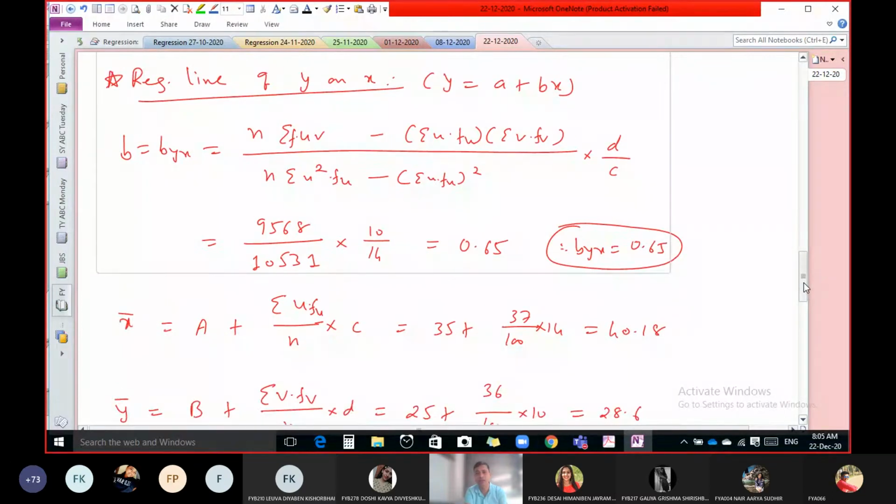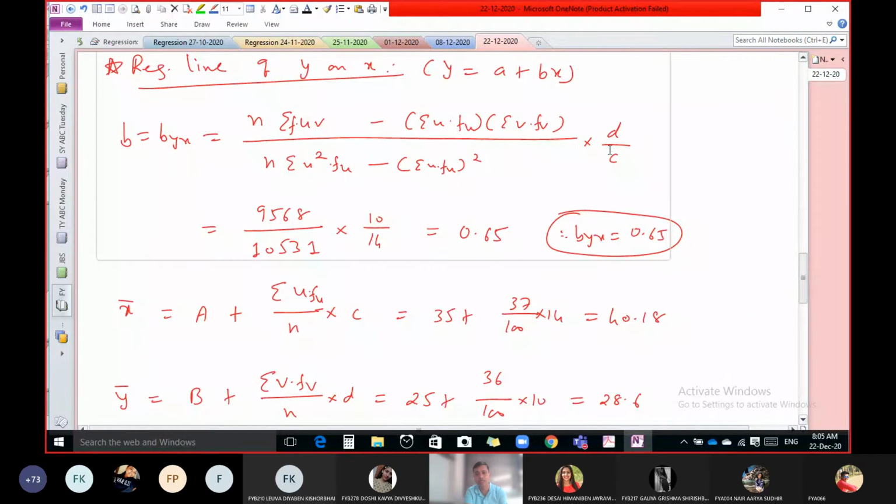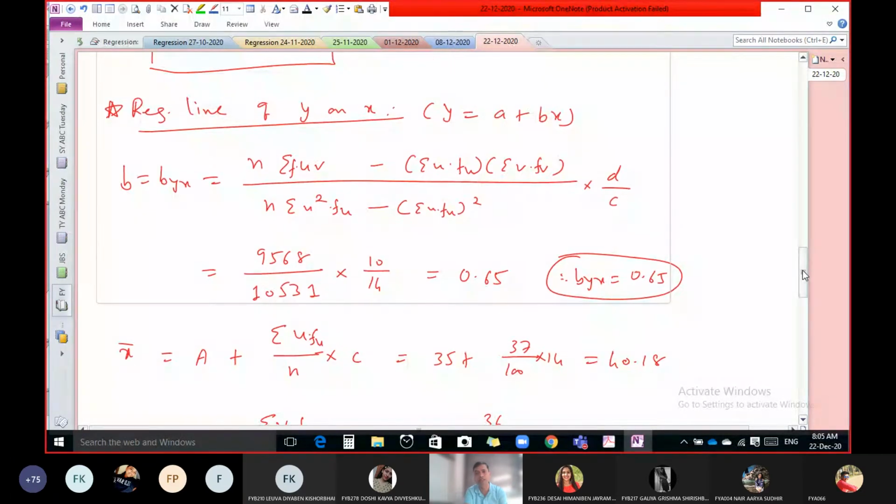Any of you know why we do not require to multiply here in correlation, but in regression we require to multiply by d by c? Any of you know what is the reason? Because regression is independent of origin but dependent on scale. You are absolutely right.